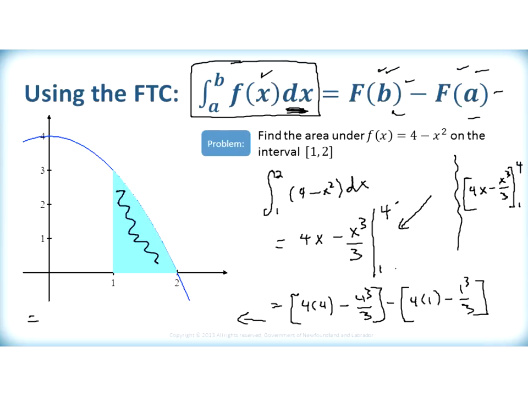So this is going to be 16 minus 64 over 3. I'm trying to save a little bit of space here, so I apologize. But 16 over 3 is, of course, 48 over 3. So this is 48 minus 64 over 3 for what's in the first set of brackets. And then I have to subtract 4 minus 1/3, which is 12 minus 1 over 3.